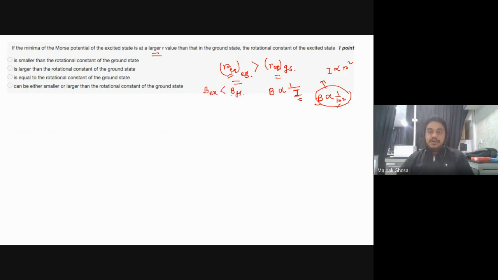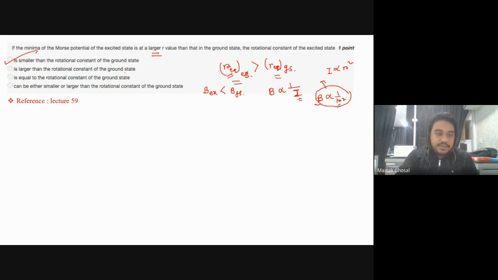Understand the concept? It's just a conceptual question. Whenever you have a highly excited state, the R is higher than the ground state. Since R is increasing and rotational constant is inversely proportional to R, the rotational constant will decrease. The question is, the rotational constant of the excited state is smaller than the rotational constant of the ground state. Is this correct? Larger than the rotational constant of the ground state? No. Equal? No. Can be either smaller or larger? No.